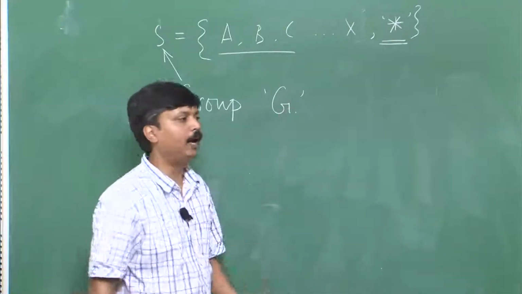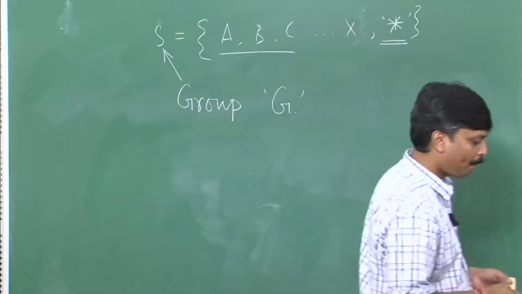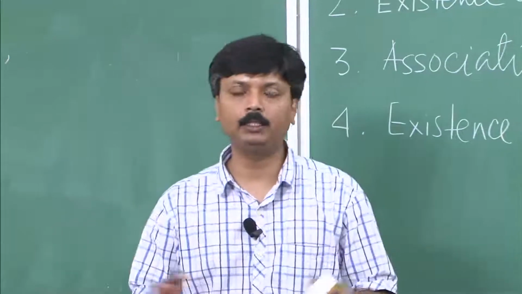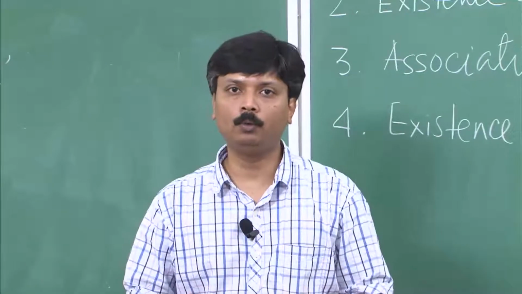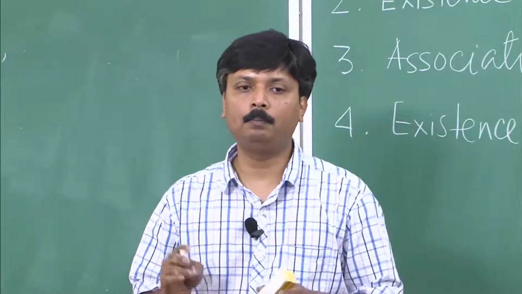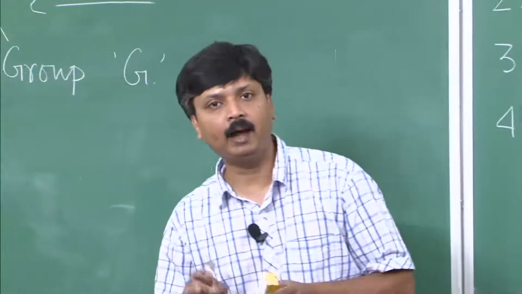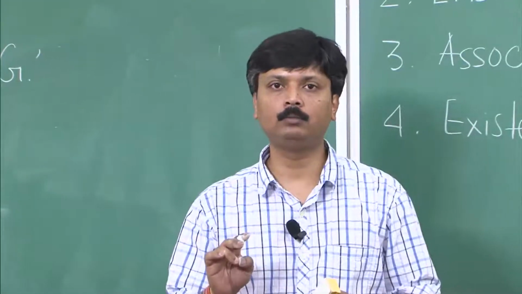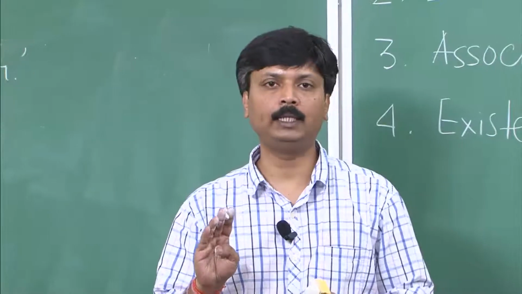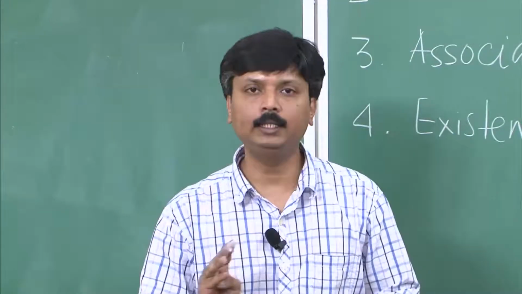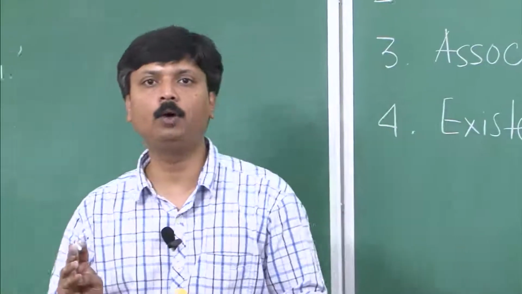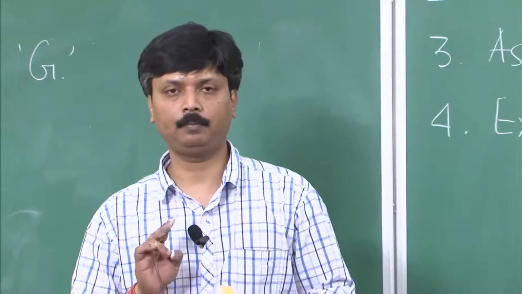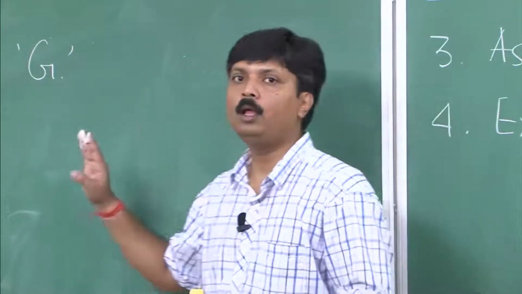Now, let us revise what we have so far. Any given set, that is a collection of elements, will be called a group when a particular rule of combination is defined in it and all the elements follow certain rules. One, closure; second, existence of identity; third, law of associativity holds; and fourth is the existence of unique inverse. Then it will be called a group.